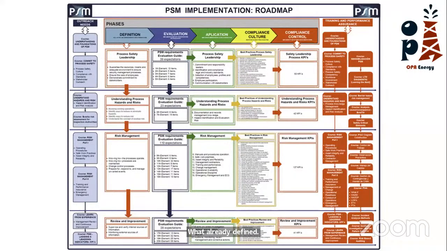And the final phase, the red one, is the compliance control. You have to have safety leadership process KPIs, key performance indicators, that measure how far you are from the best practice in process safety. Are you in compliance with local or international standards and laws? You need to understand the process hazard and risk KPIs, and you have to deliver this knowledge to your operators and your staff. And also, you have to have KPIs for your risk management and risk management review.